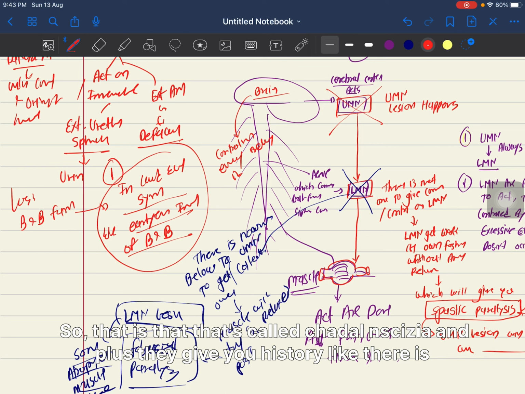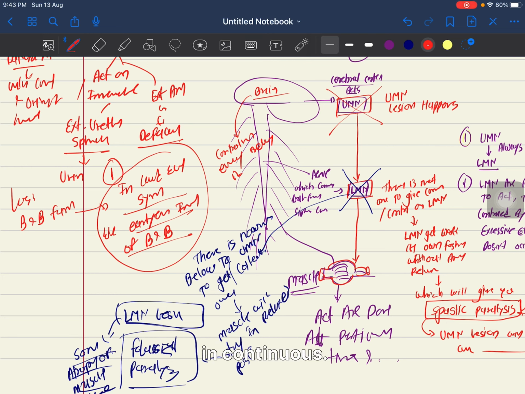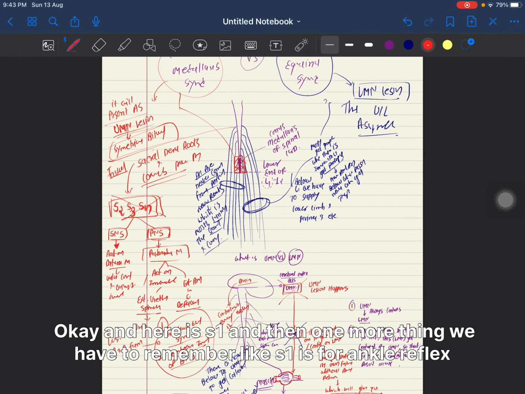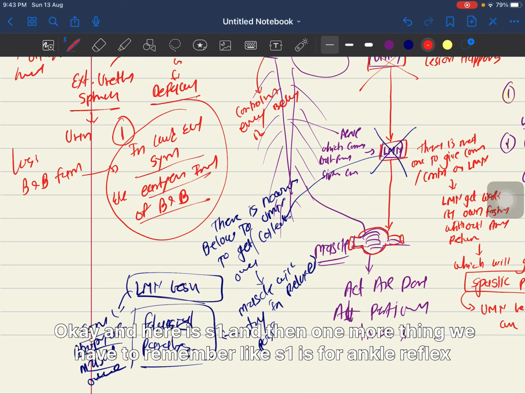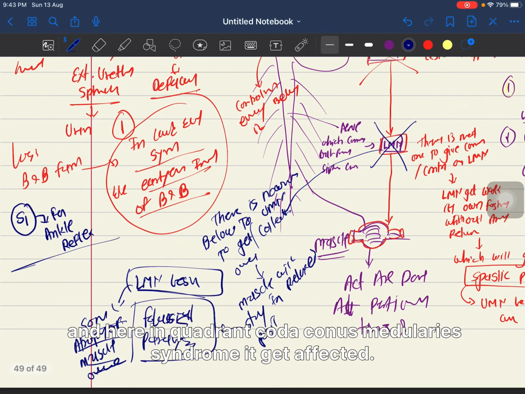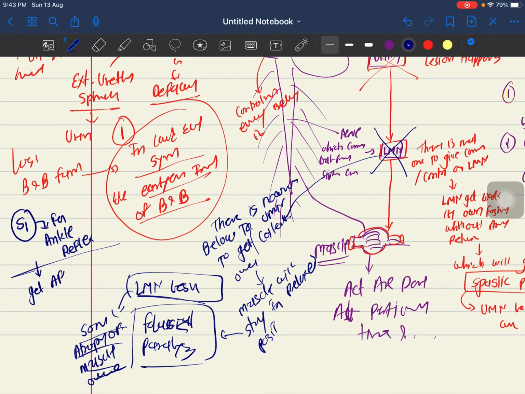And plus they give you history of late involvement of the bowel and bladder, like urinary incontinence or defecation incontinence. So we have to talk about Cauda Equina syndrome. Okay, and one more thing we have to remember: S1 is for the ankle reflex, and in Conus Medullaris syndrome it gets affected.